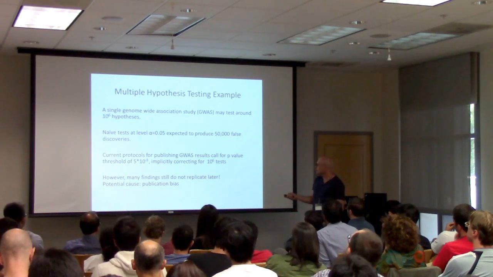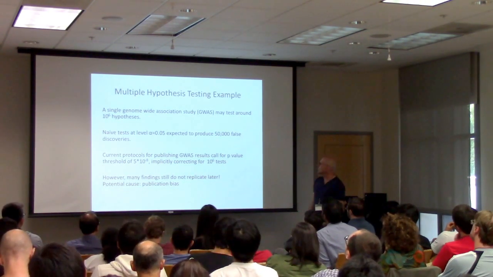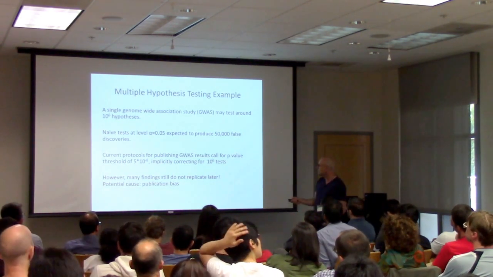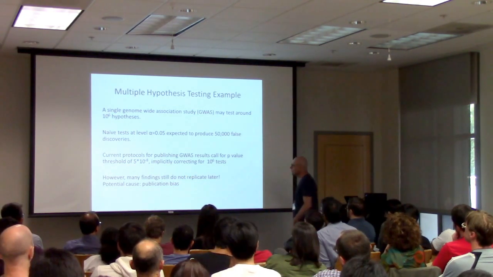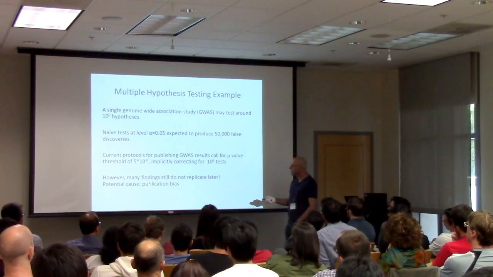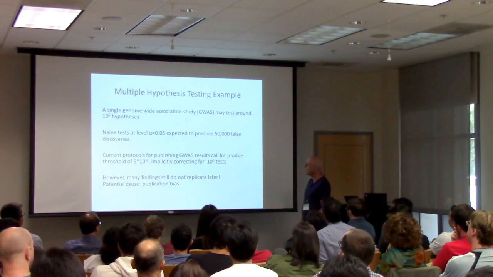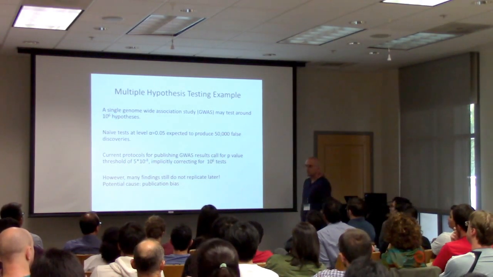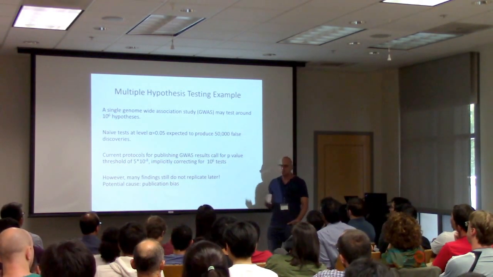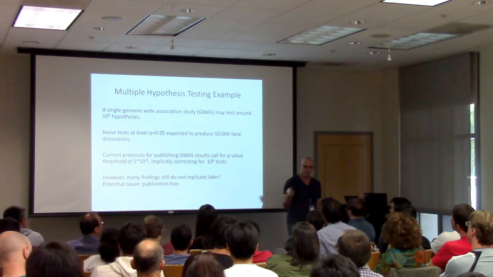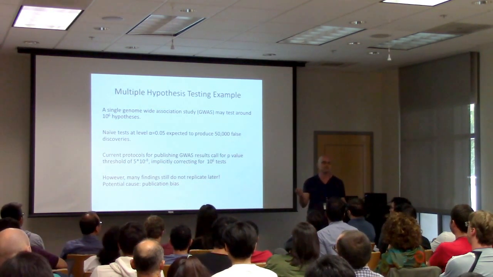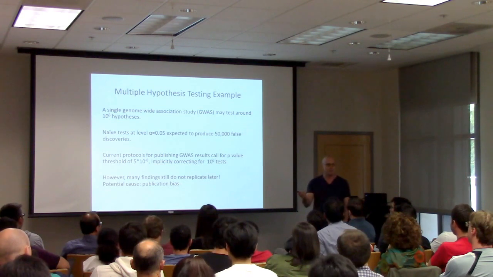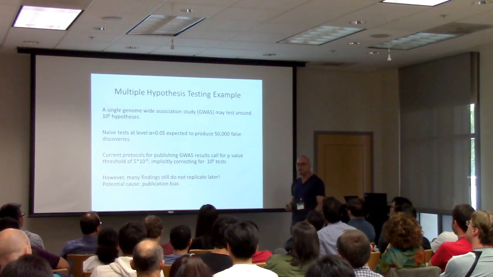And one interesting thing that has gone through the history of GWAS is that still many findings do not replicate. And the potential cause is publication bias. How can we think about publication bias? If each one of us does Bonferroni, that means each one of us has a 5% chance of making a false discovery. Now if there are 100 of us doing GWAS, then 5 of us are still going to have false discoveries, right?